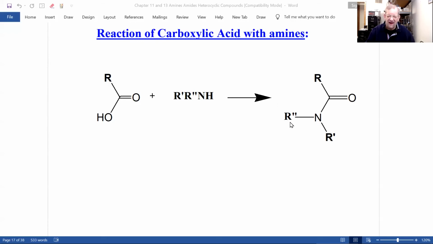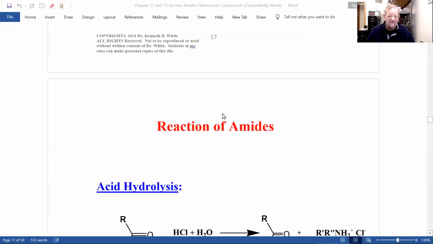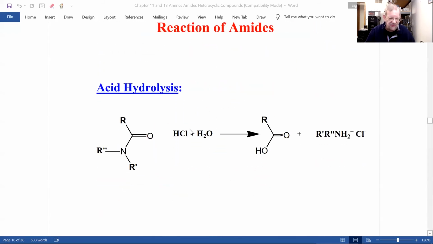Once you have an amide, how do you react it? Well, you can have acid hydrolysis of an amide. And here we take an amide. The only acid I'm going to use this semester is HCl, hydrochloric, and water, and you get back the carboxylic acid you would have used to make that amide, but you get the amine salt of the amine you would have used to make that amide. Why does that happen? Well, let's go to my whiteboard.